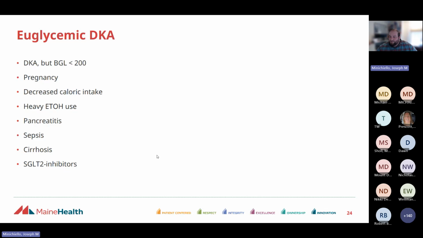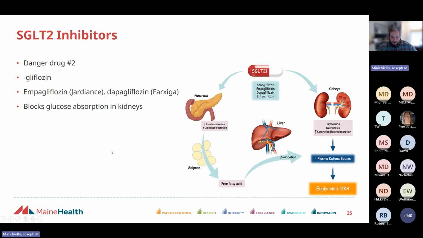But really what we're working down towards is these SGLT2 inhibitors, which I'm going to call danger drug number 2, that I want you to keep in the back of your mind when you look at a folks' med list. It ends in this gliflozin name. The two most common that we see right now are empagliflozin and dapagliflozin. These are Jardiance and Farxiga. Farxiga, I feel like I see commercials on TV for. Has like some catchy jingle.